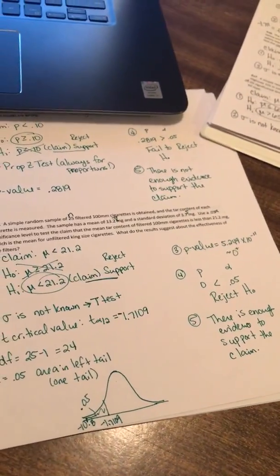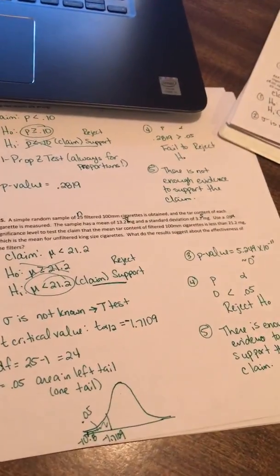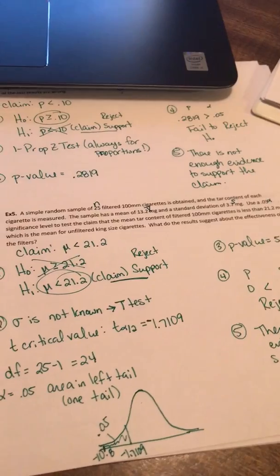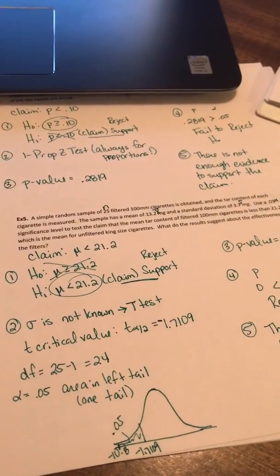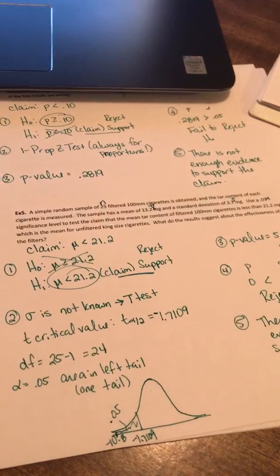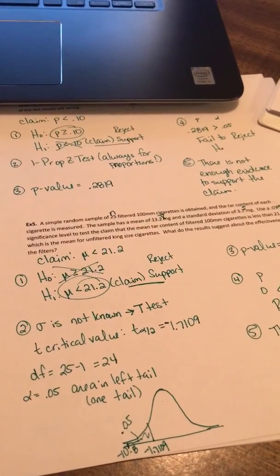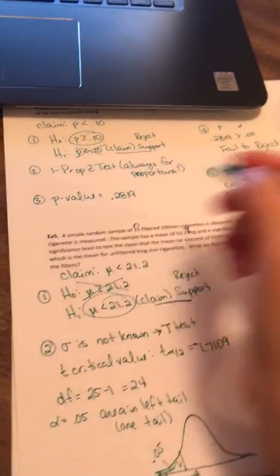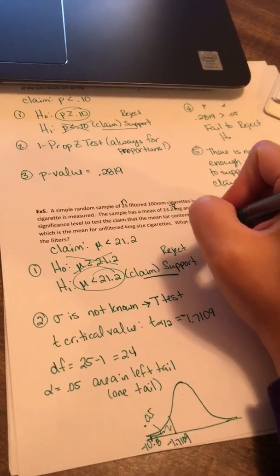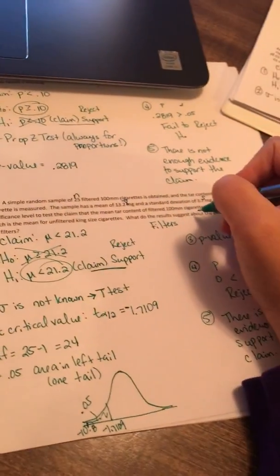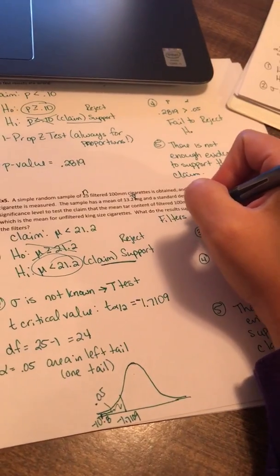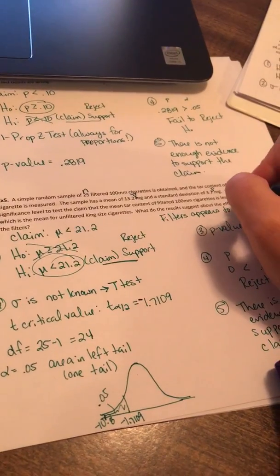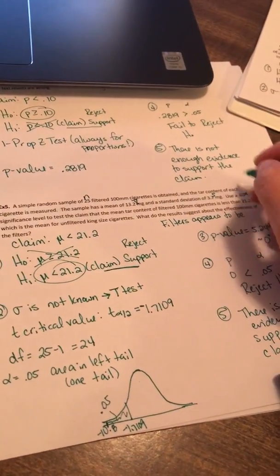The question says, what do the results suggest about the effectiveness of the filters? So if you're supporting their claim that the mean tar content is actually less than what it is in an unfiltered cigarette, that means that the filters must be working because it brings the tar content down. So you can say something like filters appear to be effective, because the goal of a filter would be to bring that tar content down. And we supported that, so they appear to be effective.